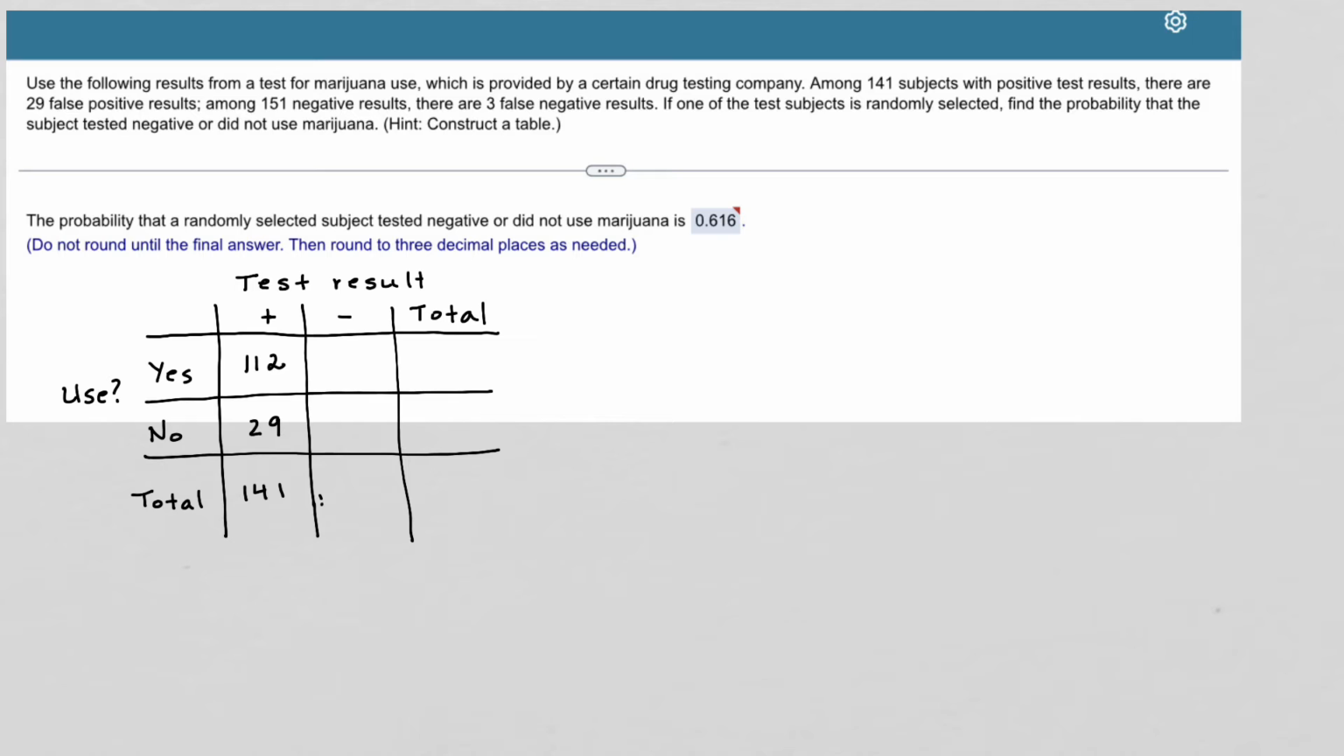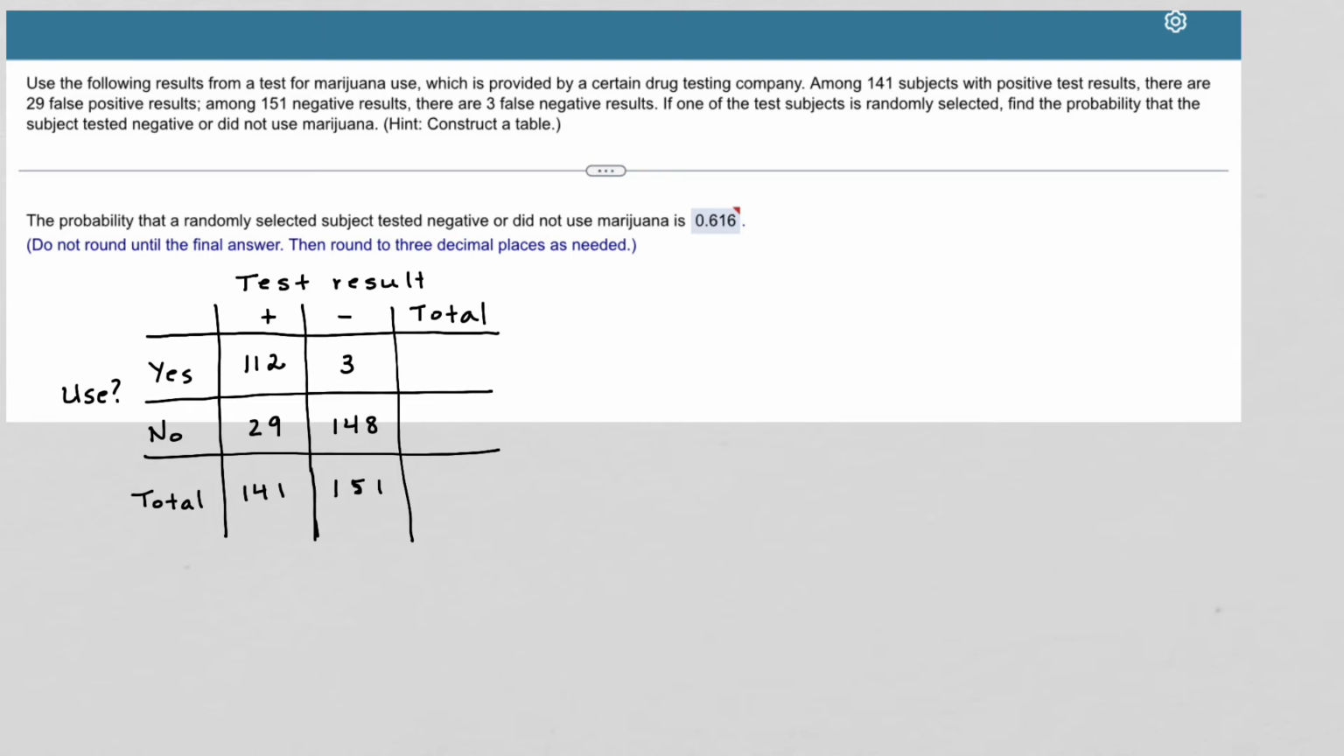Then we see that there are 151 negative results. And let's see, 3 false negatives. So that means that there were 3 people who were using marijuana but tested negative, and that means 148 who tested negative who did not use marijuana.